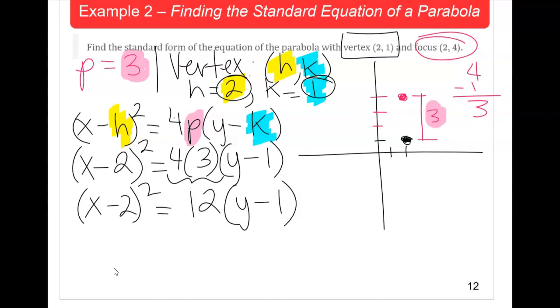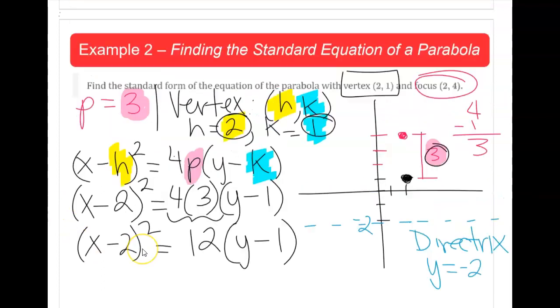go from the vertex 3 units, the same number of units, but in this case down. So 1, 2, 3. And so we will have a point there. I'm going to just draw a line going across that point. This line will be the directrix. And the equation, because it's a horizontal line, will be y equals, and the number that corresponds to it is -2.